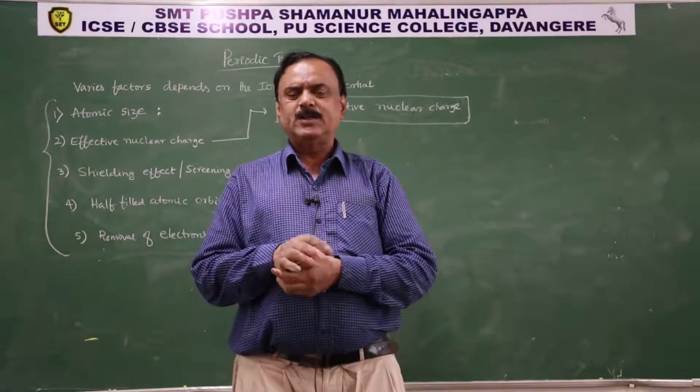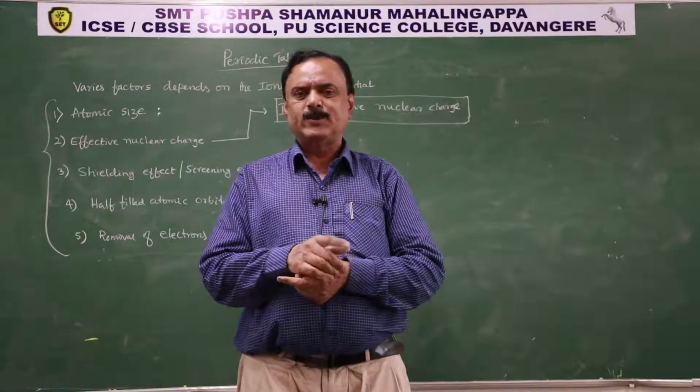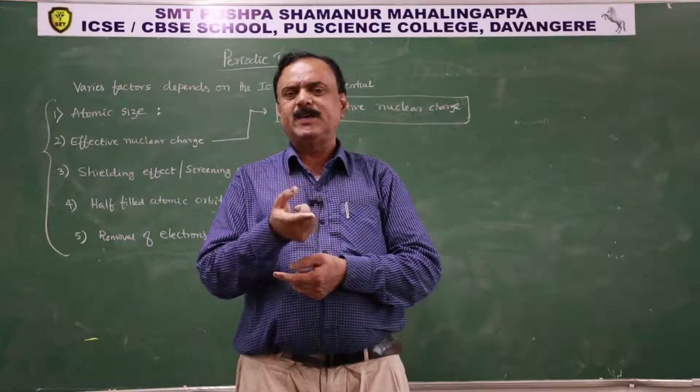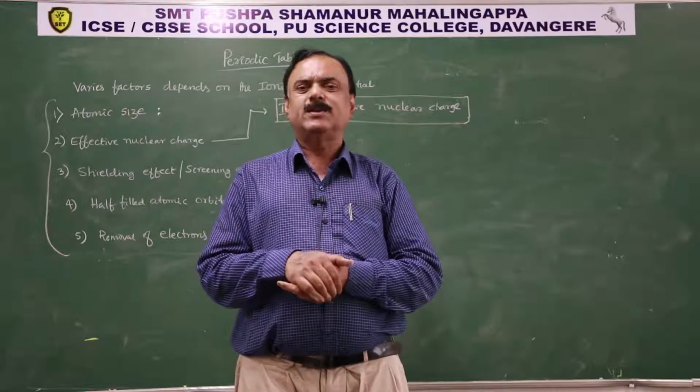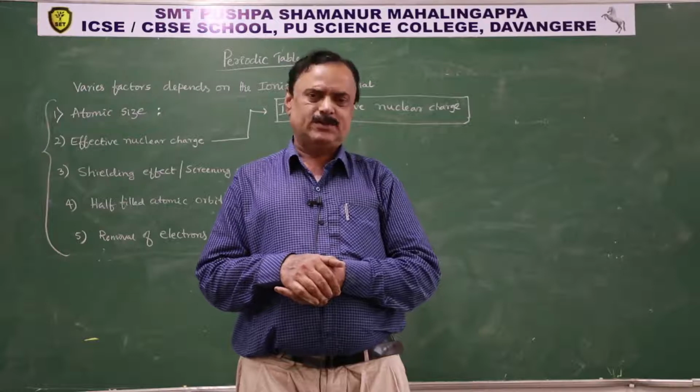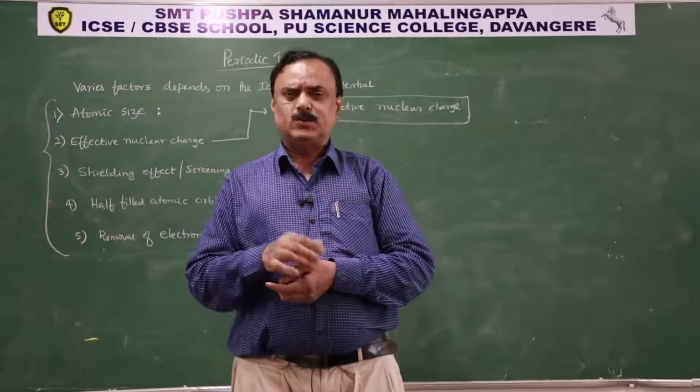Therefore, the ionization potential value decreases. Therefore, the higher the shielding effect, the smaller is the ionization potential. Therefore, the shielding effect is inversely proportional to the ionization potential values. Why is this so?